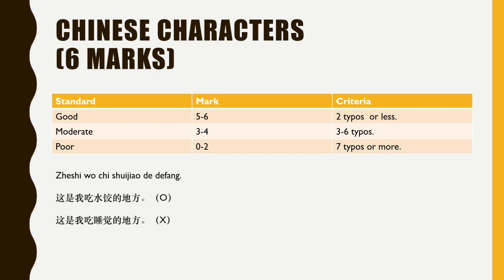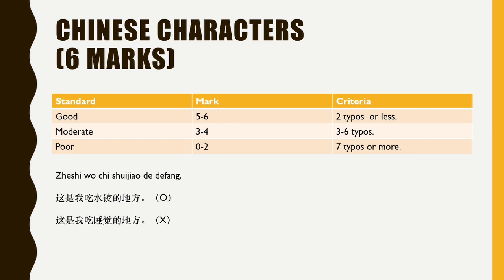Can let some friend or me have a look whether you have any typo, because typo is quite common, especially if you use pinyin. So good one, very few typo, 2 typos or no typos, moderate 3 to 6 typos, a poor one, a lot of typos. So what do I mean of typo?